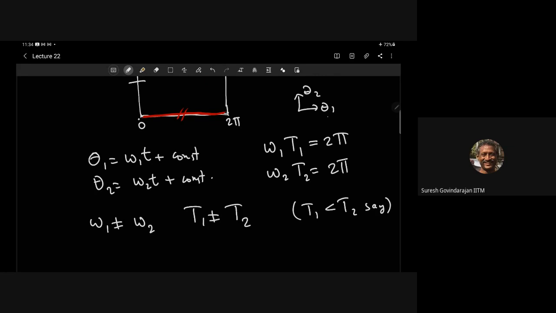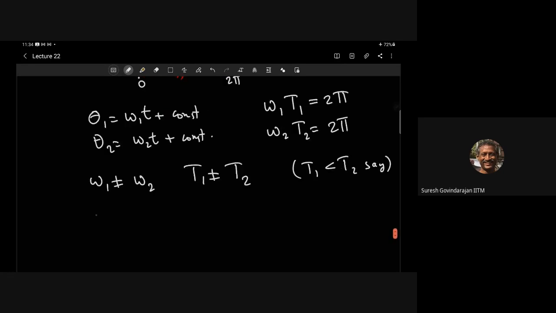Then if you wait for time T1, theta 1 will come back to itself. But theta 2 hasn't come back to itself because T2 is larger. Is this clear? It won't come back, so it's not periodic motion. Periodic motion means it should close. So what I'm saying is that if omega 1 by omega 2 is rational, the orbit is periodic.